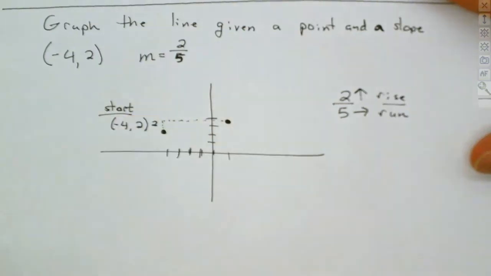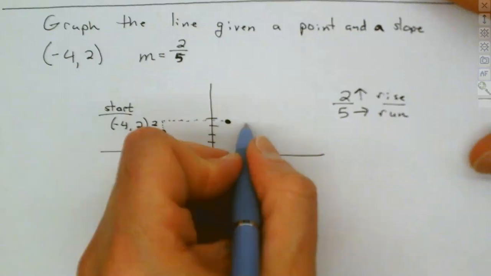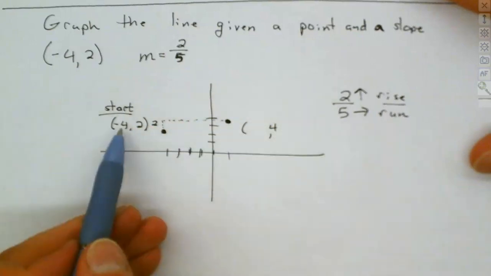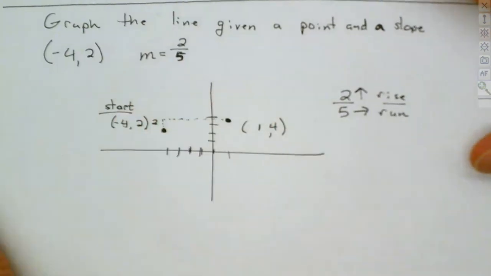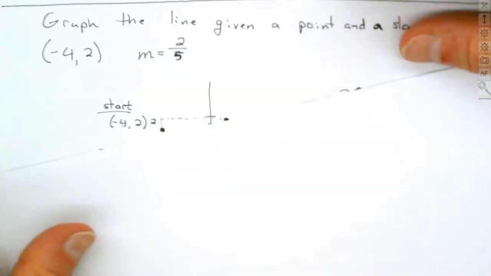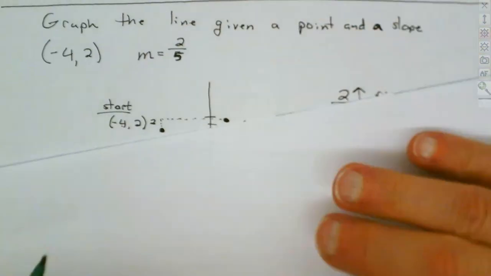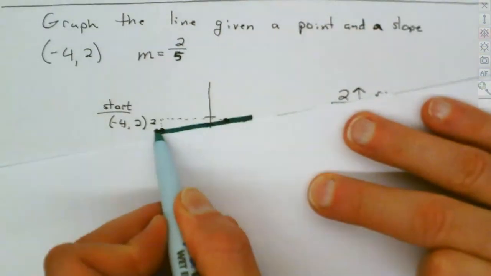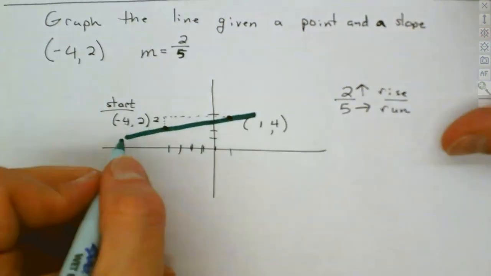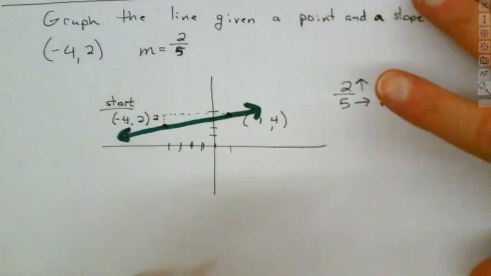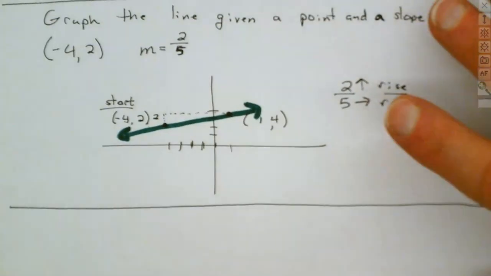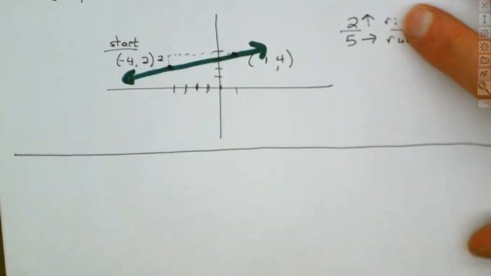And you can even label it if you want. Okay, we went up 2, so that makes it a 4 there. And we went forward 5, so -4 + 5 makes it a 1. There's my second point. You don't have to label it. I sometimes do just to make sure we understand the point, but you don't have to. You just have to connect them together. So that's how you graph a line when you're given a point and a slope. We'll do one more, and then I'm going to give you a picture of a graph, and you're going to find the slope from the picture.